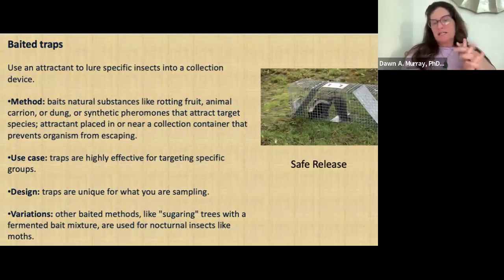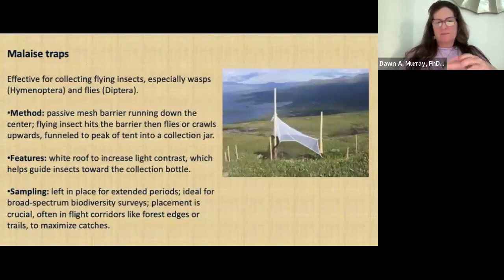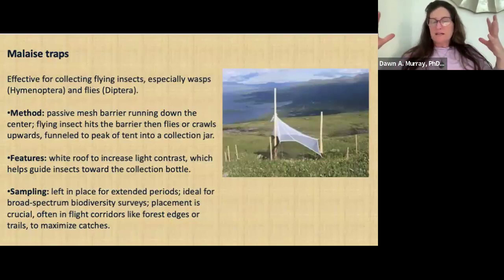And creatures like this have a safe release. So that's what I like. They're not injured in baited traps. This is another cool thing. This is called a malaise trap. It's basically a net at an angle out in an area, and it's really effective for collecting flying insects.